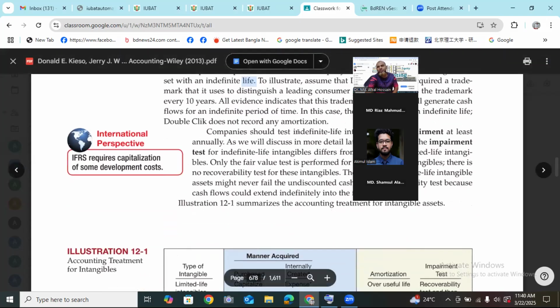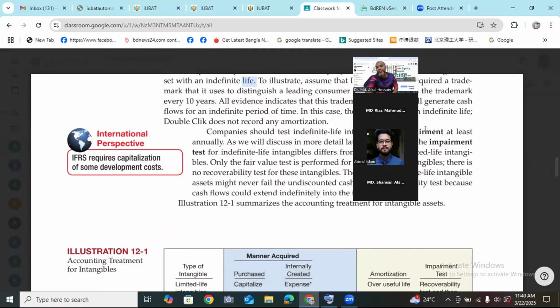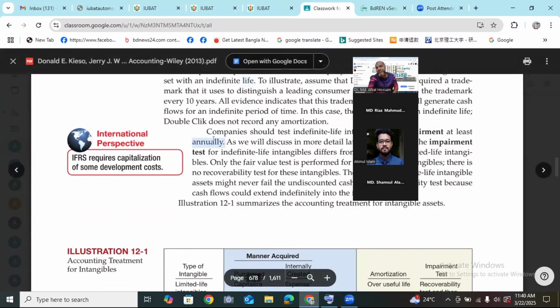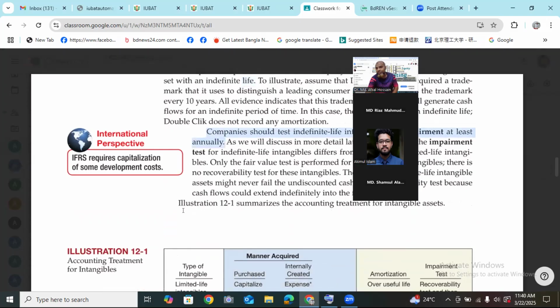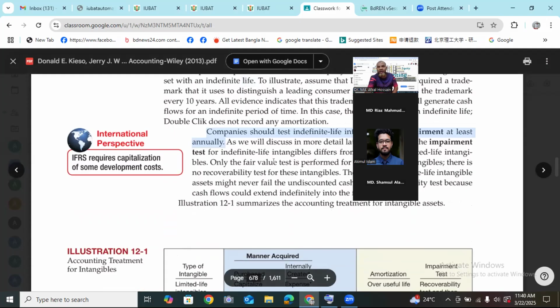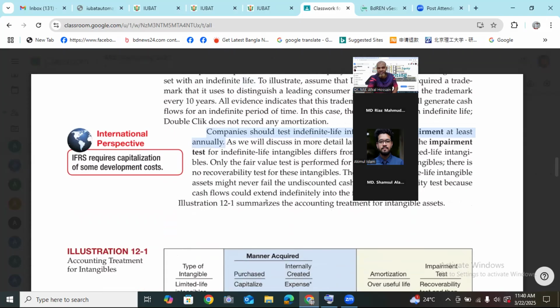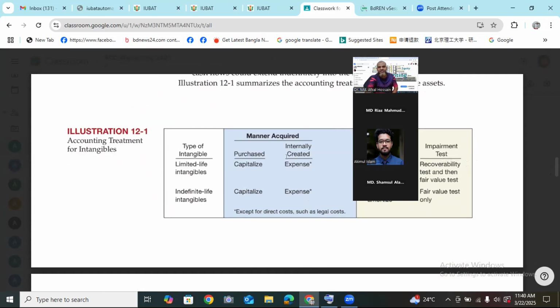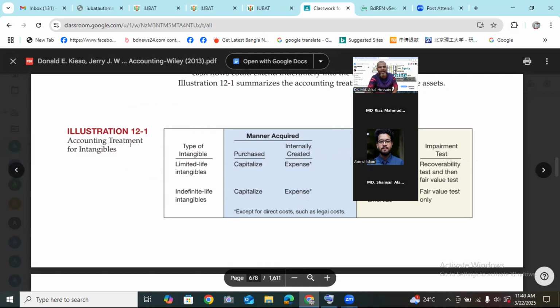So a company should test the infinite life intangible for impairment at least annually. They have to test it whether it has an infinite life or limited life. So yearly they have to test it, or investigate it.